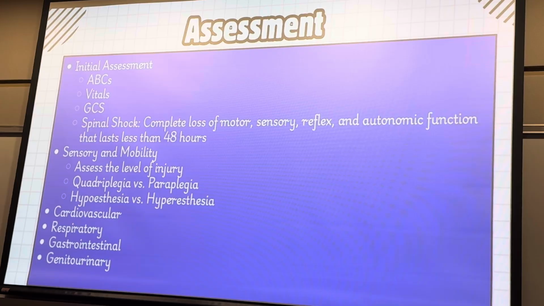Assessment-wise, biggest thing, ABCs. Always remember ABCs. I know y'all get tired of hearing this, but airway, breathing, and circulation. That's going to be your number one thing. Make sure they have an open airway. Make sure they are breathing. If not, let's place an advanced airway and take over their breathing for them. And then lastly, their circulation, of course.